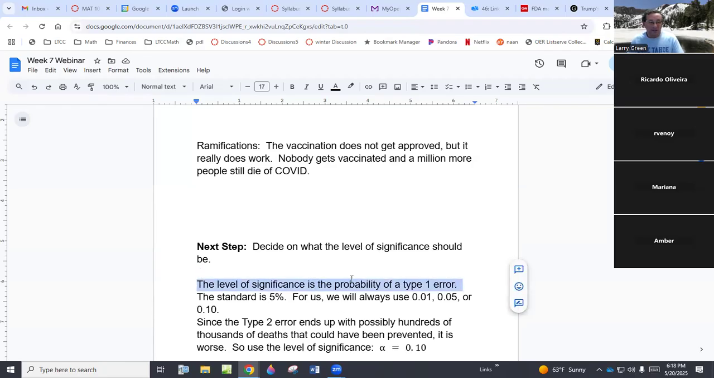Okay. So the standard level of significance is 5%. It doesn't mean you have to always use 5%, but 5% is standard. So that means you have a 5% chance of a type 1 error if you use the standard level of significance. Now for us, we're going to always use 0.01, 0.05, or 0.10.